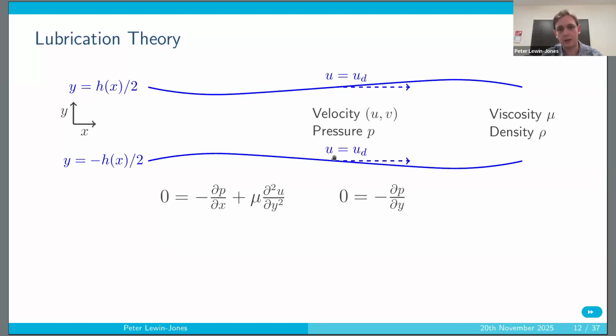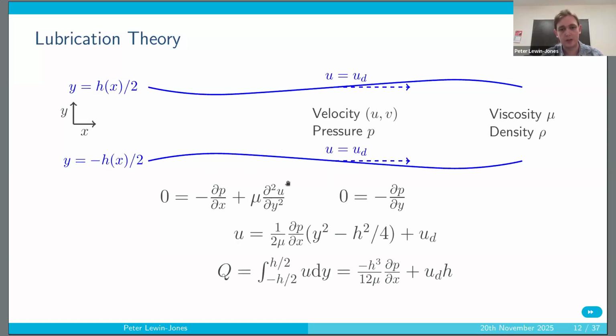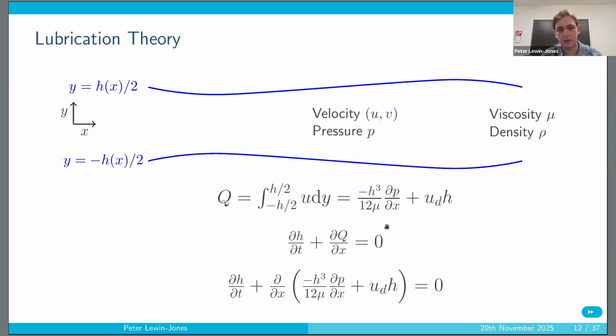So if my two surfaces are moving at some velocity, I can integrate this equation to get this. This gives me the profile of u across my thickness. Integrated again, this gives my volume flux across the thickness. So I've got an exact description, in terms of my pressure derivative and my thickness, of how fast the fluid is flowing. And then from conservation of mass, I know that my equation looks like this.